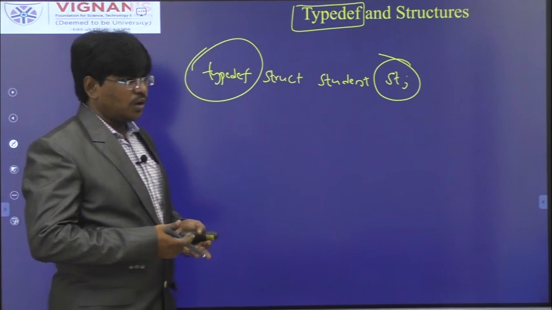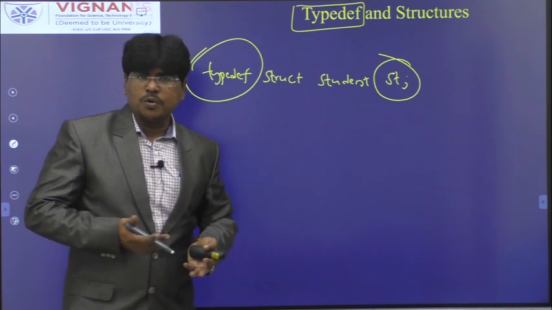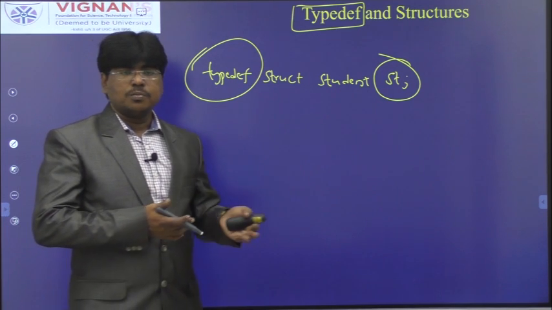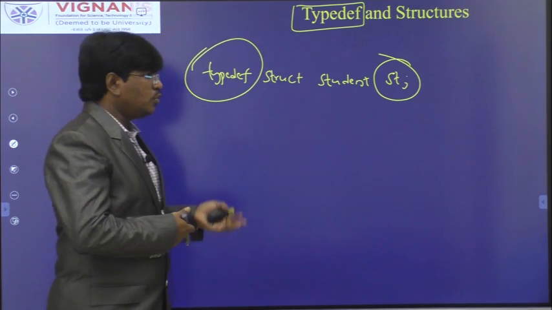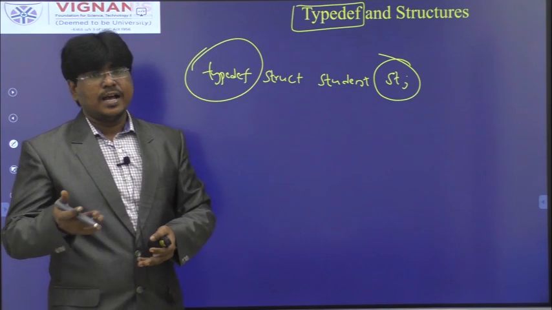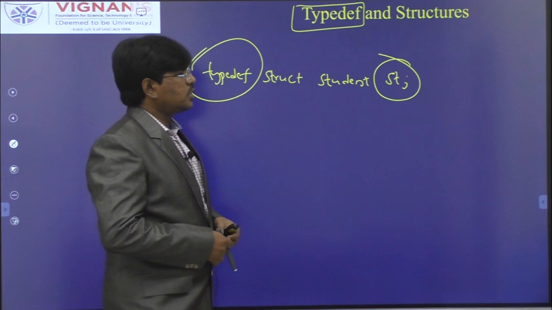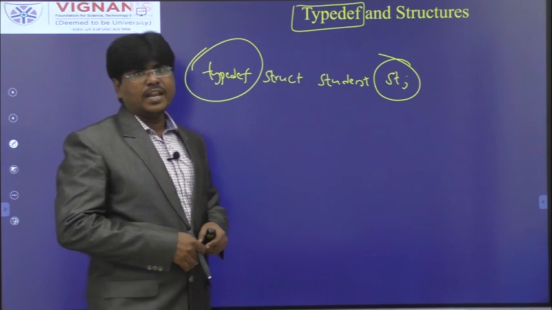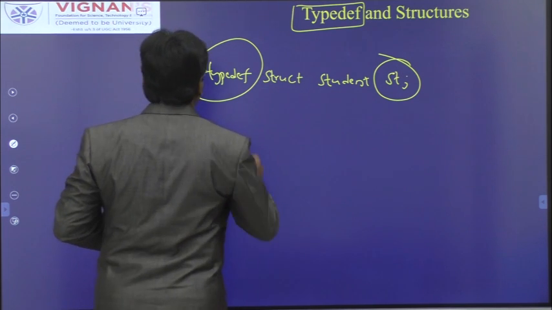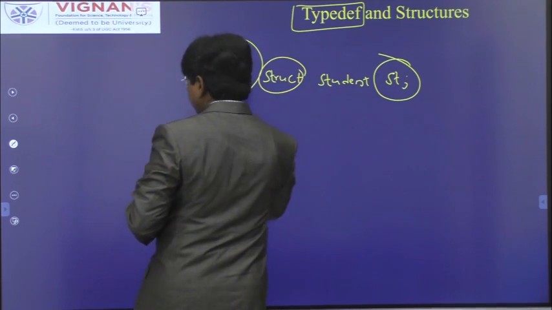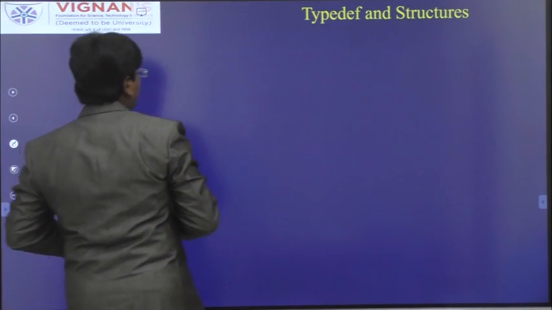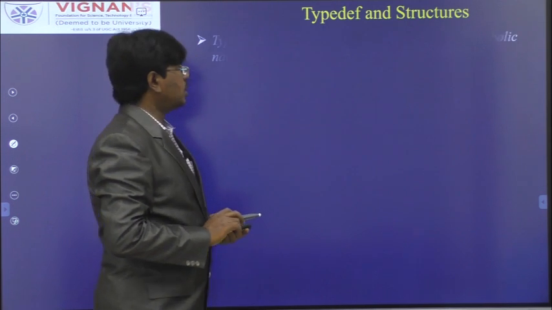For example, we know that many popular heroes have nicknames, and their popular name is different from their original name. We call it an alias. Like that in structures also, if you want to provide an alias name to the structure variables, you have to use the typedef keyword before the struct keyword. We will see what typedef is with an example program also.